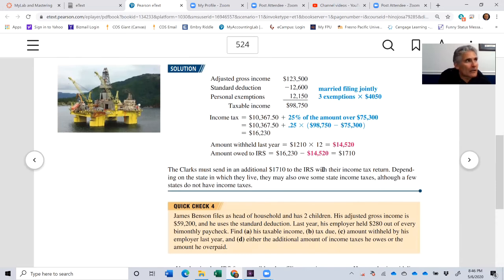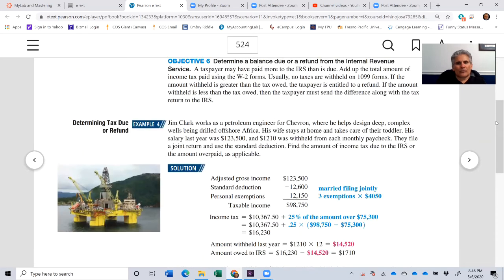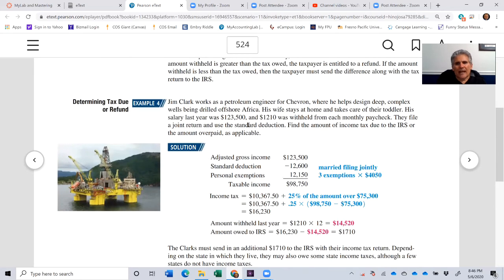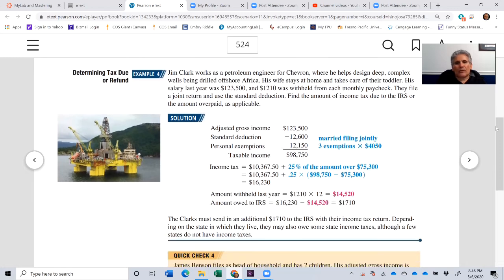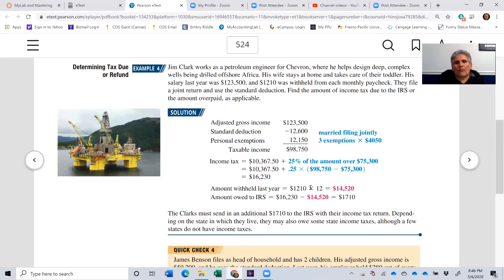Now, he did have some withholding. I think the problem says that $1,210 was withheld from each monthly paycheck, $1,210. So that's going to be $1,210 multiplied by 12. Monthly checks, there's 12 months in a year. So we had a total of $14,520 withheld.